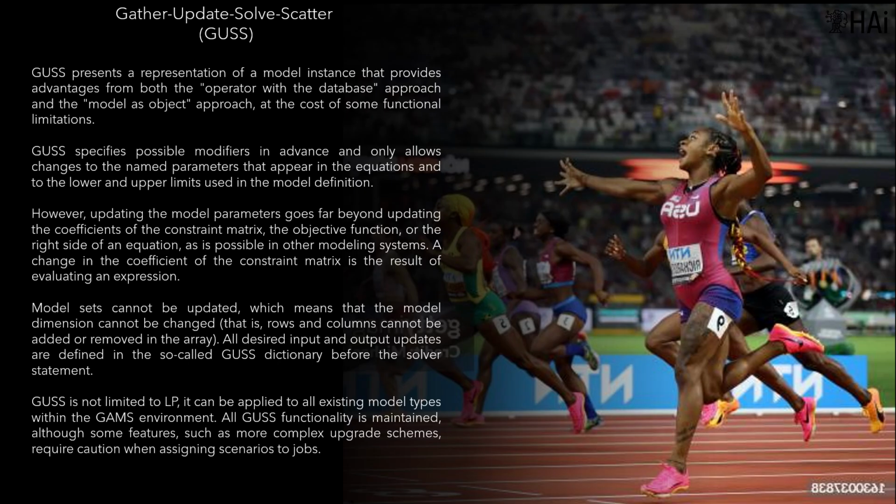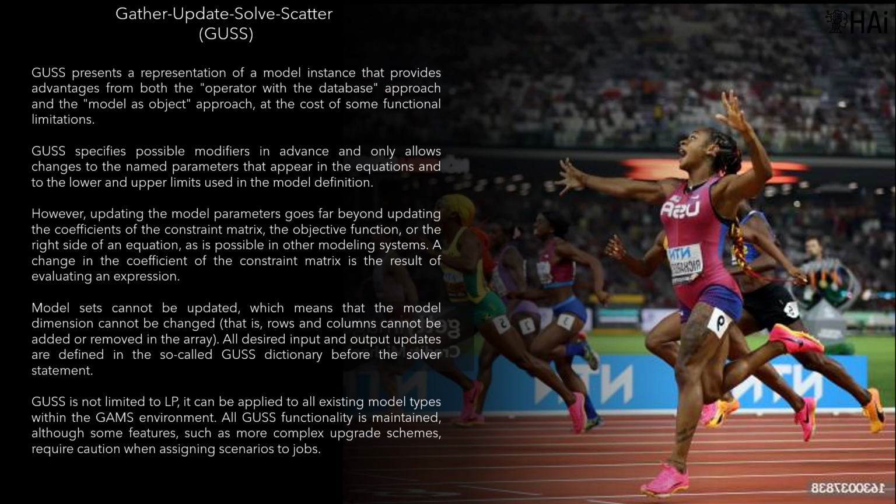A change in the coefficient of the constraint matrix is the result of evaluating an expression. Model sets cannot be updated, which means that the model dimension cannot be changed, that is, rows and columns cannot be added or removed in the array. All desired input and output updates are defined in the so-called GUSS dictionary before the solve statement. GUSS is not limited to LP, it can be applied to all existing model types within the GAMS environment.